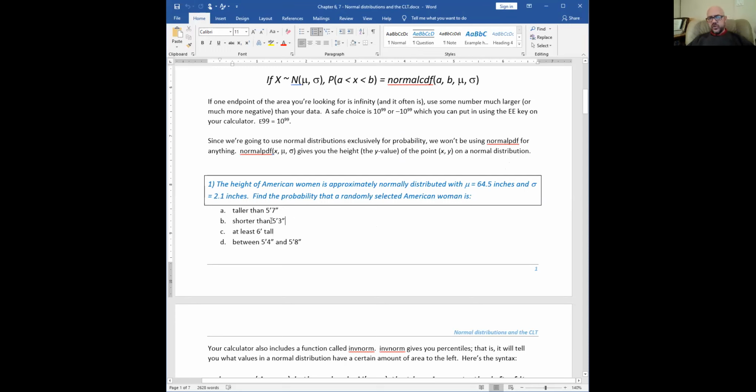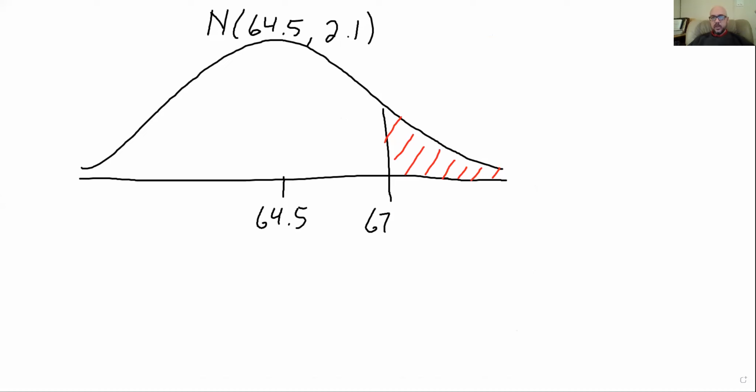So if I do short, 5'3" is 63 inches, right? This is 60 inches and 3 more is 63 inches. And I want to know what proportion of all American women are shorter than 5'3". So I can use the same drawing for this since it's the same distribution. This is still the graph for all American women. So 63 would be here-ish, and I want to find the area to the left, right?